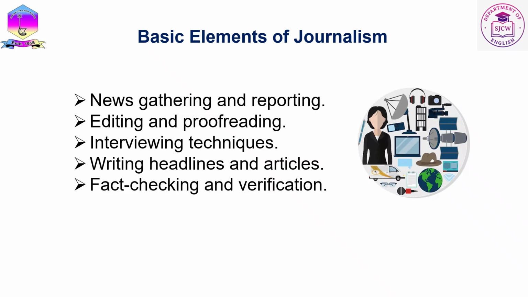Now, what are the basic elements of journalism? First and foremost, news gathering and reporting. First it gathers the news, then it reports it. That is a basic element of journalism. Then, after gathering the news, editing and proofreading. The reporters or journalists sit and edit, and proofread if any errors are there. Then interviewing techniques. After collecting all the information, they are ready with the data and can go for interviewing or talking to people to get the news. Then writing headlines and articles. Then fact checking and verification. You can't just print or publish anything without proofreading, editing or checking the facts, because once it goes online or on air, it is a live thing where everybody is watching or viewing it.